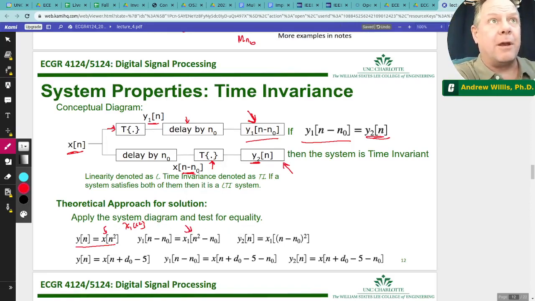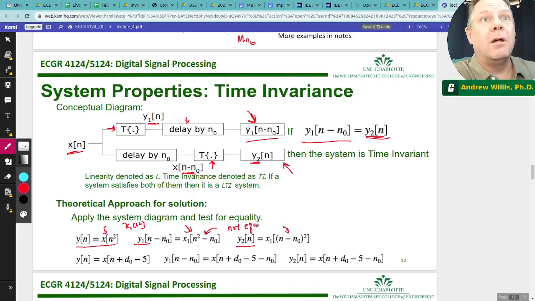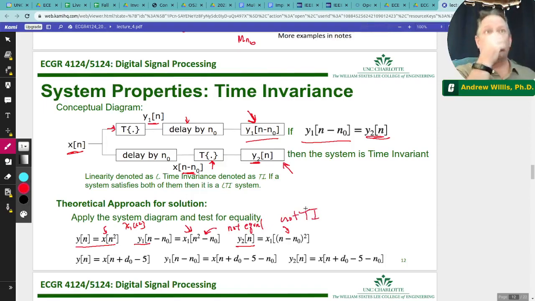Now y2, this is the bottom branch. So we delay x by n naught. That means that x has n minus n naught in its argument. Then we apply the system, and this gets squared. So then we have y1, which is this, and y2, which is this. And we see that n minus n naught squared is in the argument here, and we have n squared minus n naught here. So these are not equal. So not time invariant.